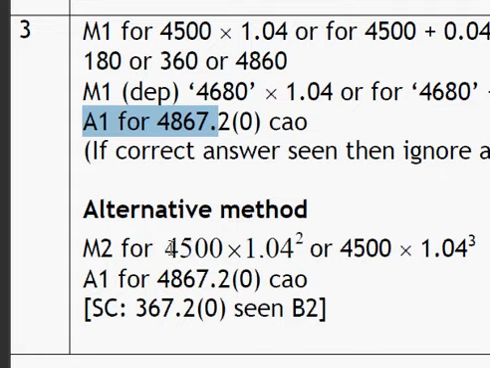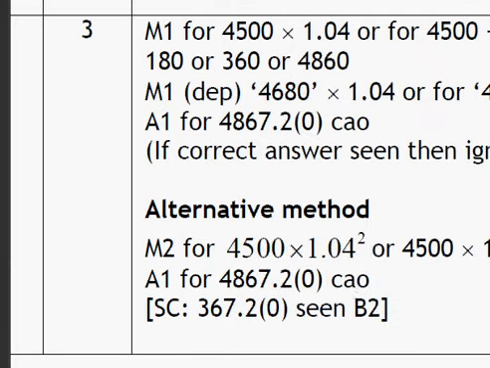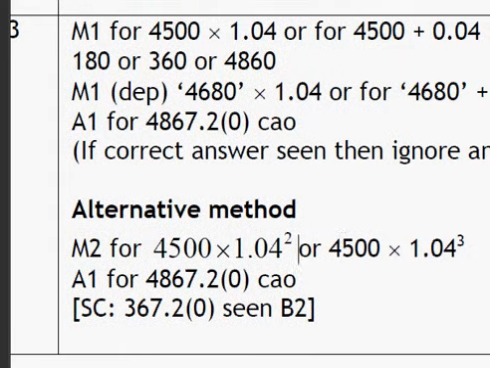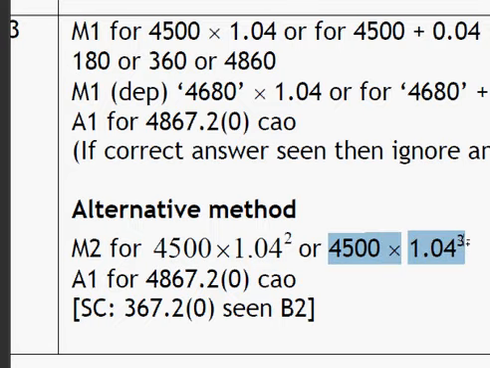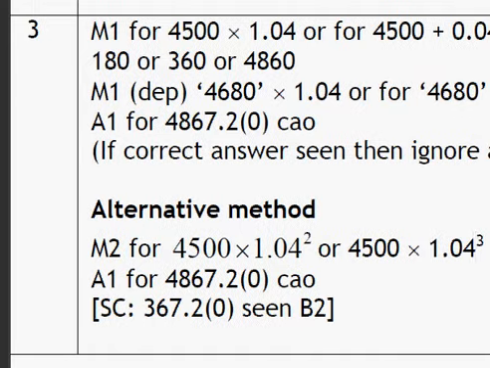Give yourself 2 marks if you've written down 4,500 times 1.04 squared. If you wrote down this bit of working that we wrote down, you get 2 marks out of the 3, even if you didn't calculate it correctly, if you made a mistake on your calculator. Also you get 2 marks if you wrote down 4,500 times 1.04 cubed, to the power of 3. Even though it's incorrect, you would still get 2 marks for that. Very important to write down your work.